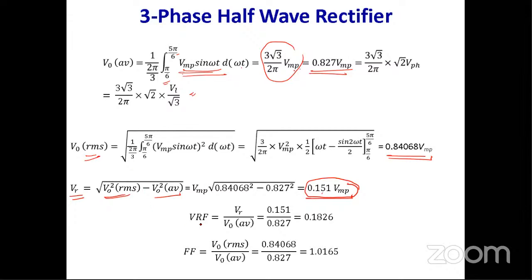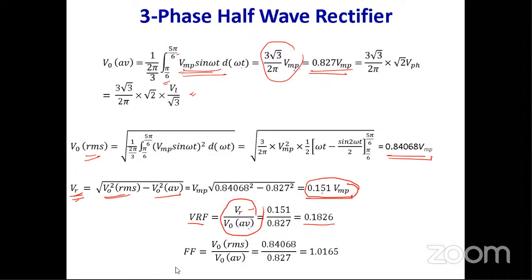Now what is the ripple factor? This is the ripple voltage, and based on this ripple voltage you have to find out the ripple factor. This is the equation you have to remember: the ripple voltage divided by the average voltage, and ultimately that ripple factor is 80.26%. Now sometimes we want to know what the form factor is also.